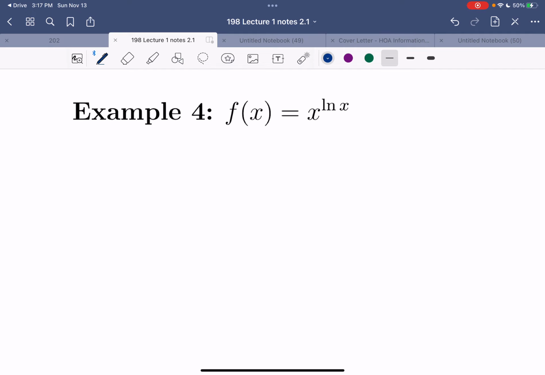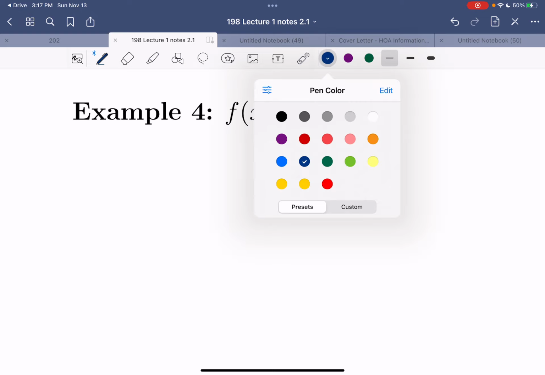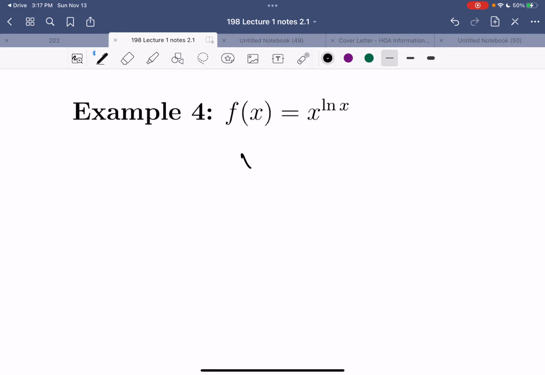I have more going on than just x to the x, but I do have an x in both the base and the exponent. First thing I'm going to do, nothing changes here. Start off with y equals x to the ln x. So replace my f of x with a y. Take the natural log of both sides.